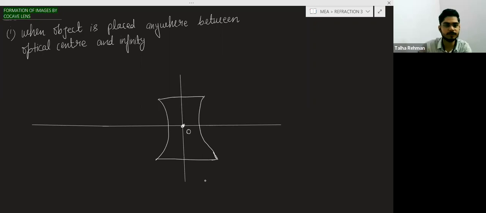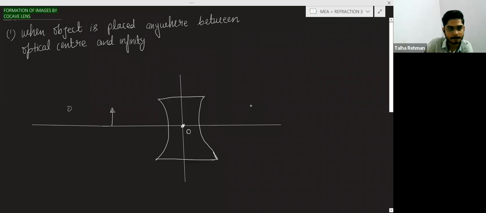So first we will place the object between the optical center and infinity. Anywhere between the optical center and infinity. Suppose I am placing the object here. This is my object. I have placed the object here.